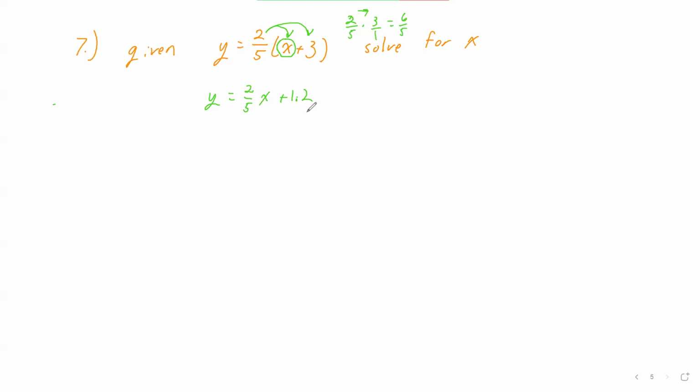Now, what would I do now to get x by itself? Good. Gotta get rid of that addition. So how do I move that 1.2? Good. So I want to minus 1.2. Can't combine these, so I'm just going to write it out as y minus 1.2.